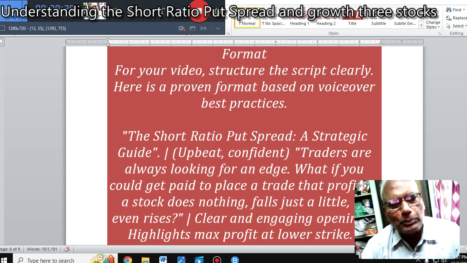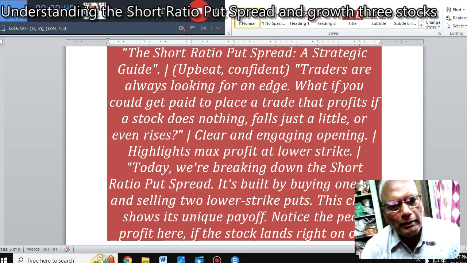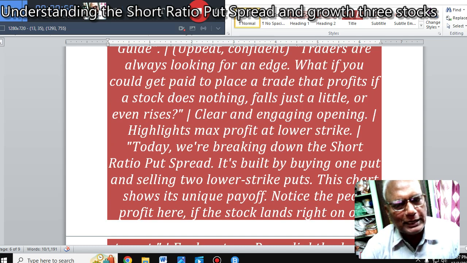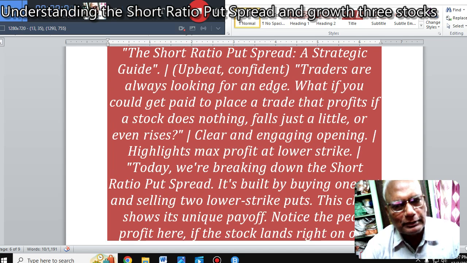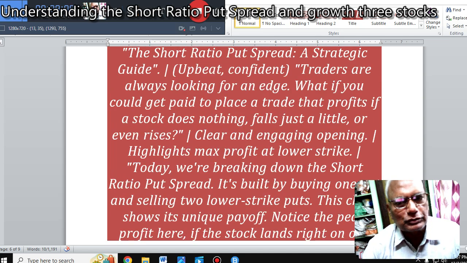The short ratio put spread: a strategic guide. Upbeat, confident: traders are always looking for an edge. What if you could get paid to place a trade that profits if your stock does nothing, falls just a little, or even rises? Clear and engaging opening highlights maximum profit at lower strike. Today we are breaking down the short ratio put spread. It's built by buying one put and selling two lower strike puts.